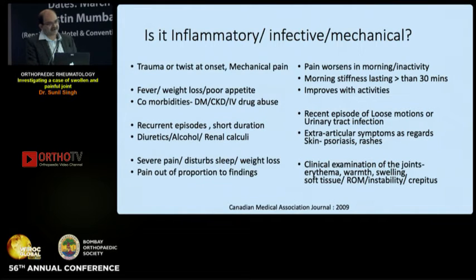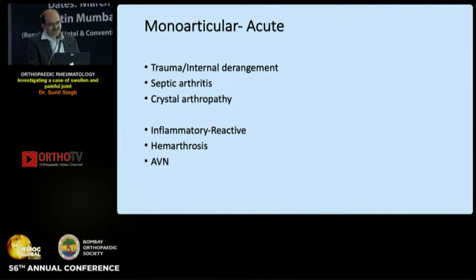On the other hand, a pain that is worst in the morning after a period of inactivity, with significant stiffness lasting more than 30 minutes and improving with activity, with certain other clues in history, will indicate an inflammatory etiology. And of course, clinical examination of the joint can help to differentiate between these possible causes. So let's look at each quadrant that we divided.